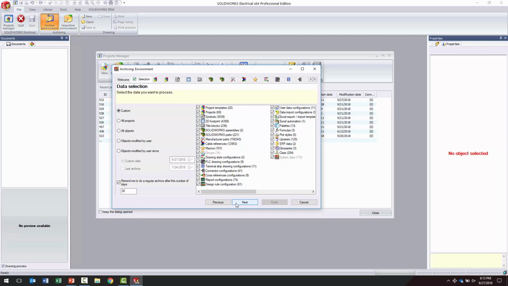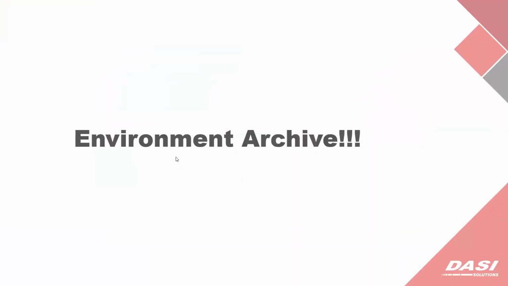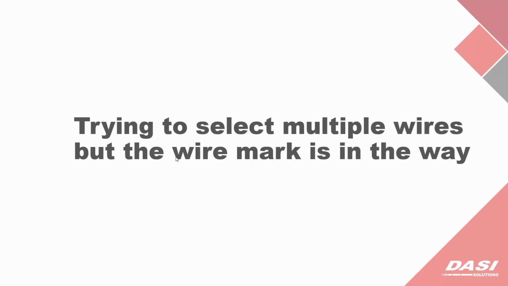All righty, so that being the case, that's the first one I wanted to talk about because, of course, that one is really, really important. So the next one I want to talk about is the fact trying to select multiple wires, but the wire mark is in the way.